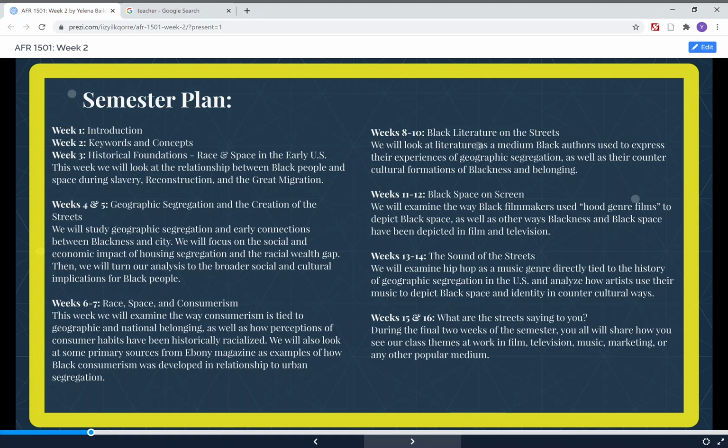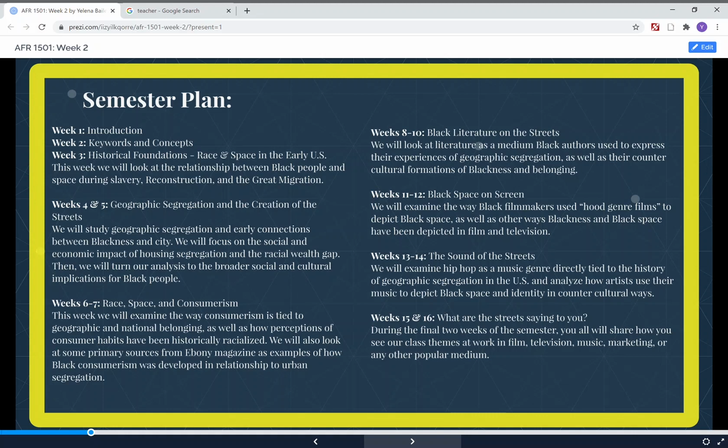What we're going to look at in this class is then what does that mean for the perceptions of Black people as urban renters and consumers. So we'll talk broadly about this and how it's connected to the cultural understandings of Black urbanness and Blackness in general. And then we'll also do some primary sources, and we're actually going to look at some examples from Ebony magazine, which was the flagship magazine for Black marketing. So that'll be week 6 and 7.